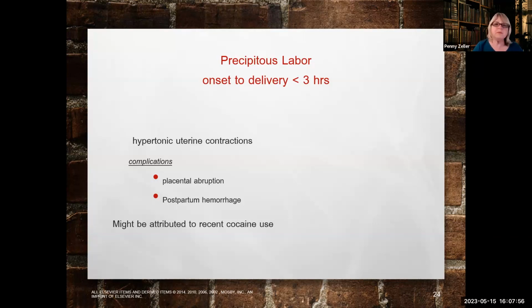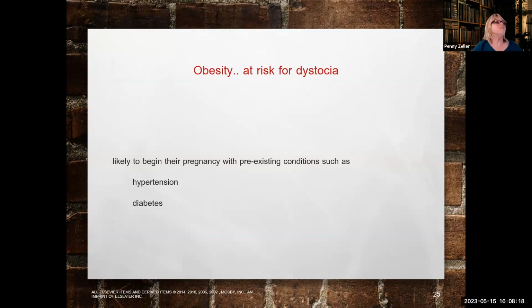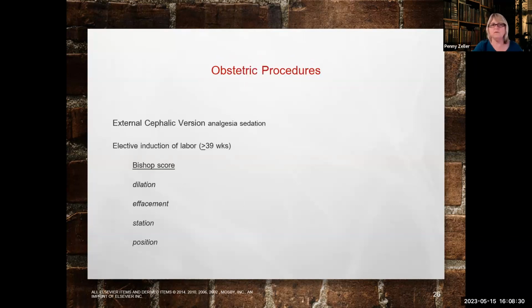So remember precipitous labor? When you mark, get set, go, we're done. Three hours or less. It puts mother at risk for placental abruption, hemorrhaging, postpartum injuries. Obesity, hypertension, diabetes, they all kind of go hand in hand together. They overlap.